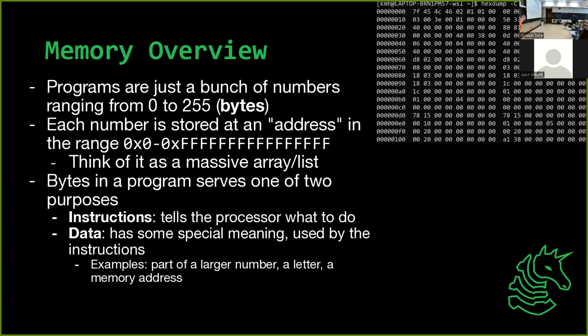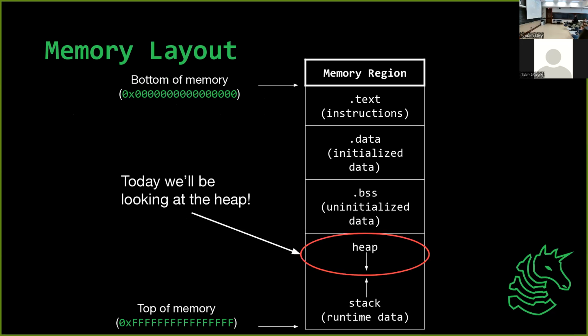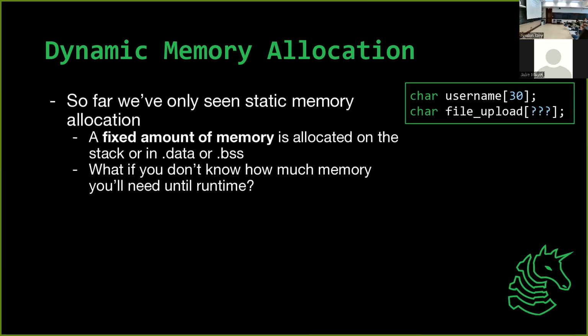The instruction data distinction is not as important today. I'll flip over that. And again, this is the memory layout. Today, we only really care about the heap right there. This is where dynamically allocated memory is, which we can manage.